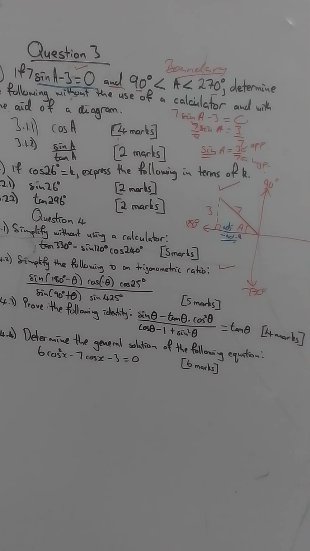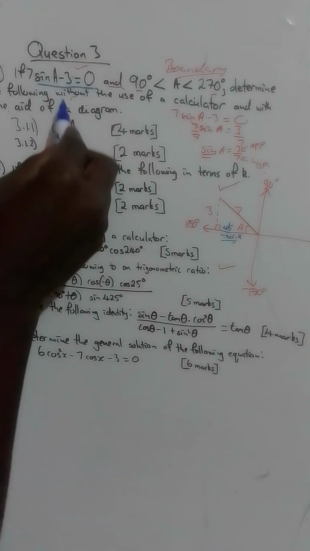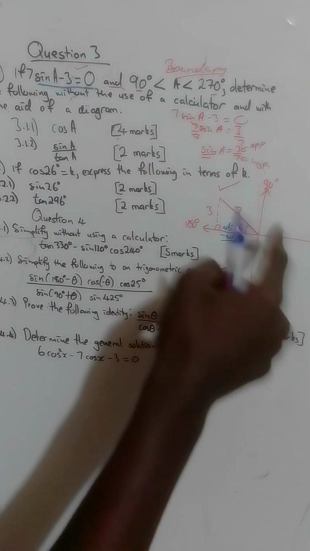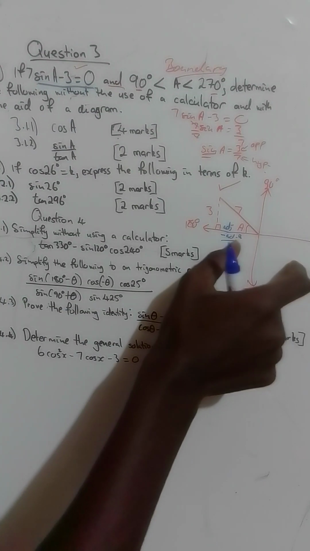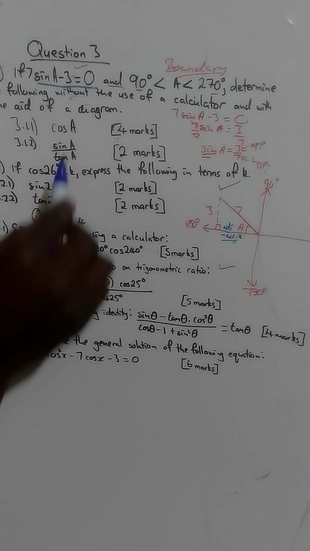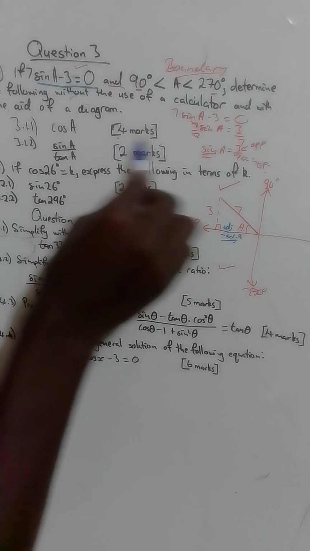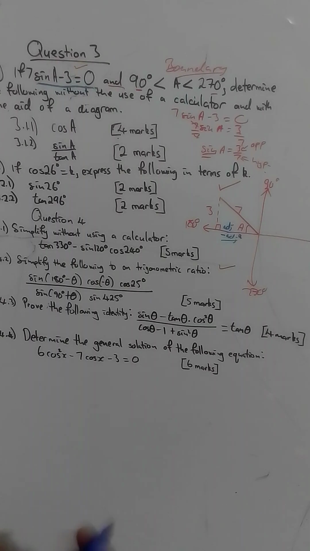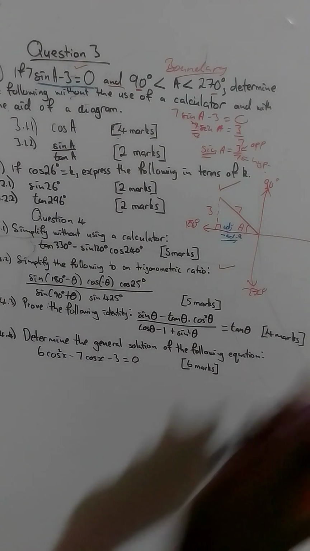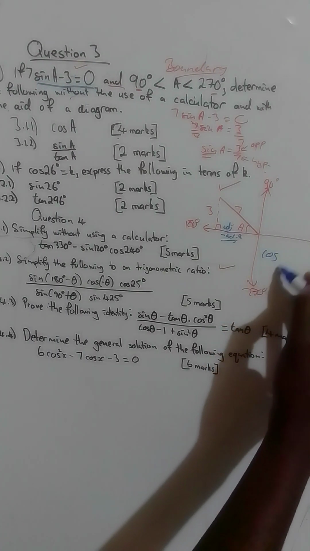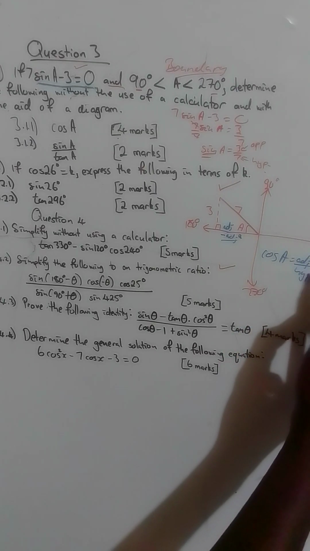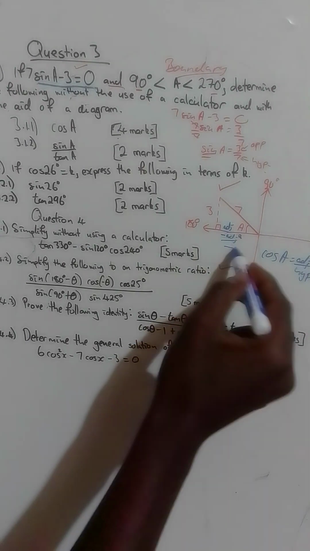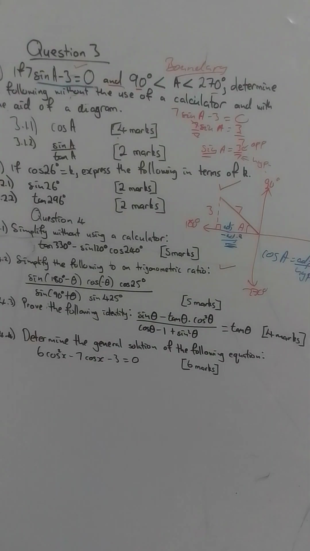Right. So now, let's continue, they said without the use of a calculator. So for the calculations, we shouldn't use a calculator. With the aid of a diagram, this is the diagram they're talking about. Now, we must determine the value of cos A, and it is worth 4 marks. Now, I can't talk about cos here. Why? Because in order for me to have cos A, I must have adjacent over hypotenuse. And like I alluded to earlier, I do not have the value of adjacent.